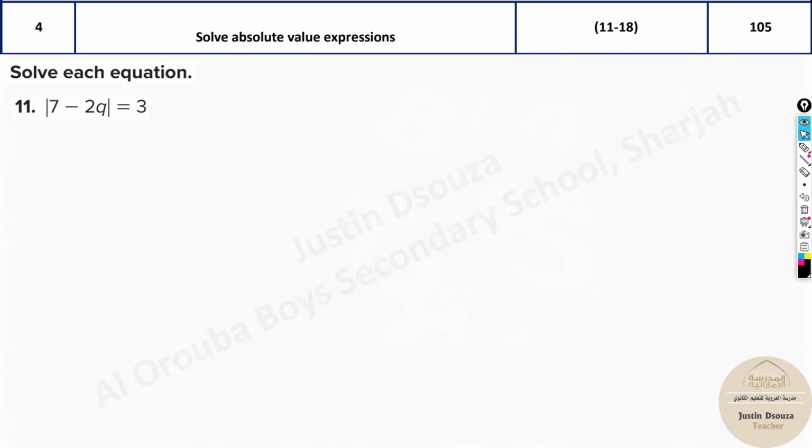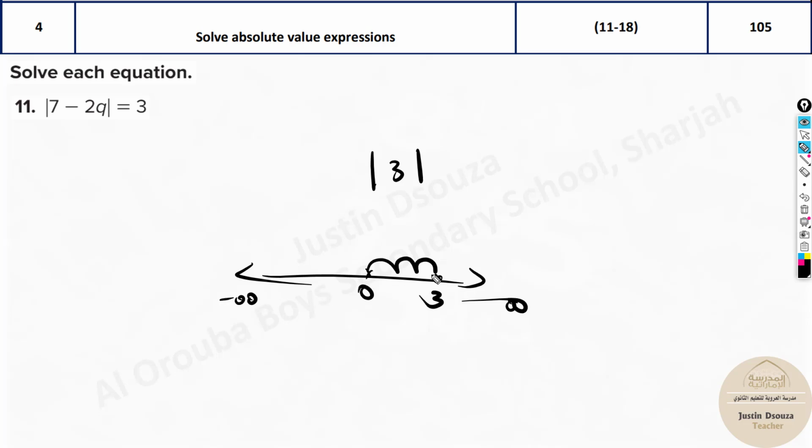Before solving this, let's understand what absolute value is. Absolute value is basically the distance. If I have, say, absolute value of 3, it tells us the distance on the number line from 0. Over here, the distance is 3. The number line is something like this, 0, going from infinity to minus infinity. From 0 to 3, what is the distance? It's 3 units, right? That's the answer.